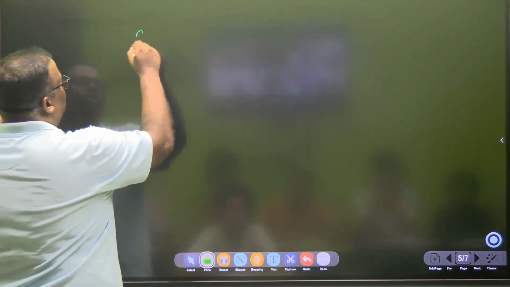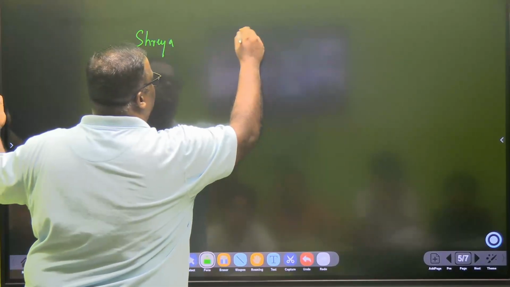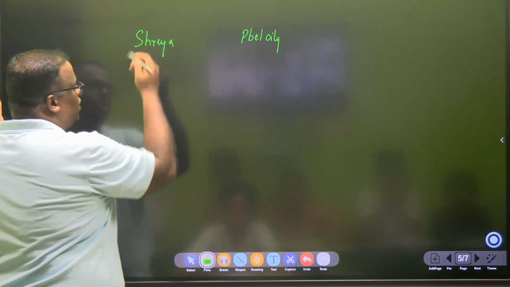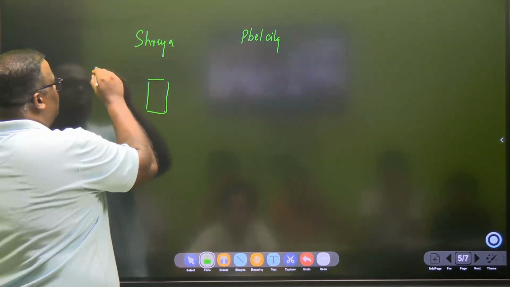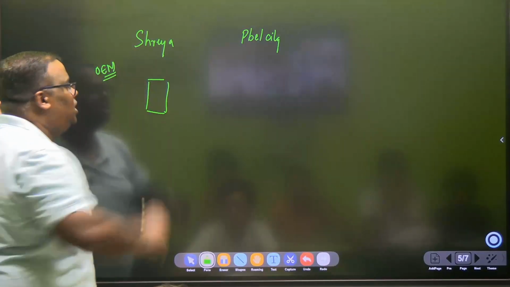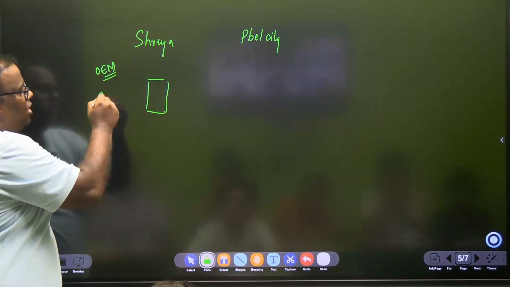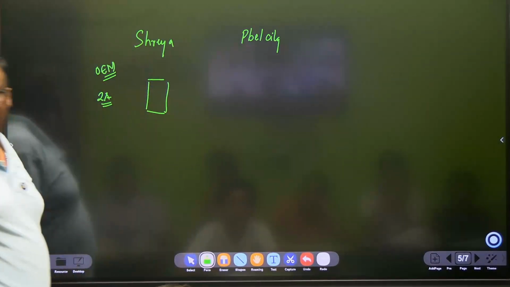Okay, very nice. So this is a very nice example. We have our friend Shreya out here who has come to a birthday party at Pebble City, at our place. She did not carry her charger. Her phone has an OEM, original equipment manufacturer, charger. Her phone is marked with a 2 ampere charger, and she has come to Pebble City and did not bring her charger.